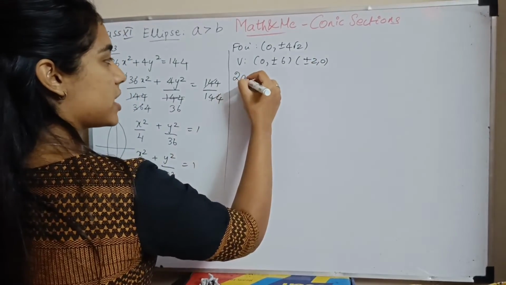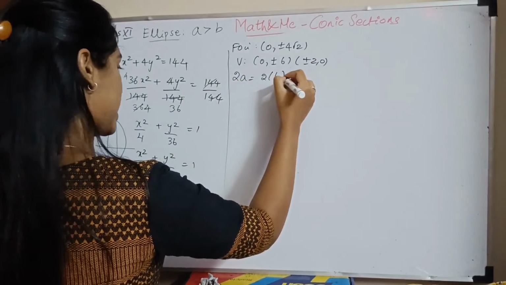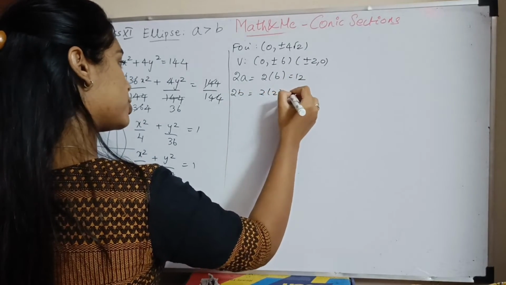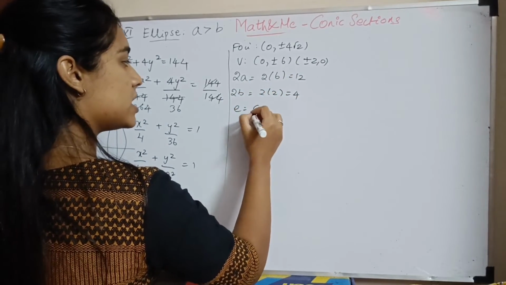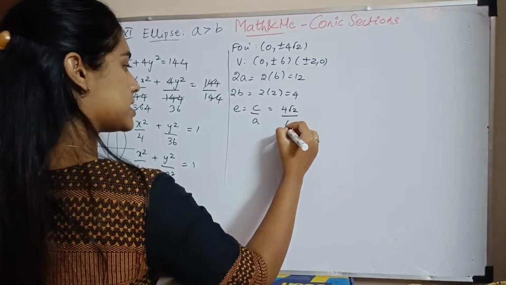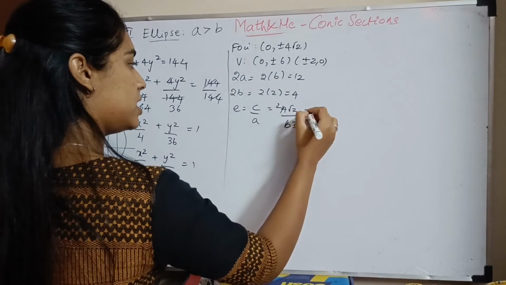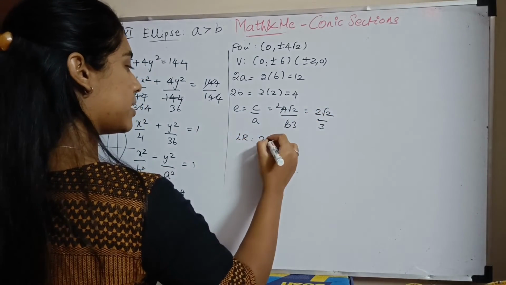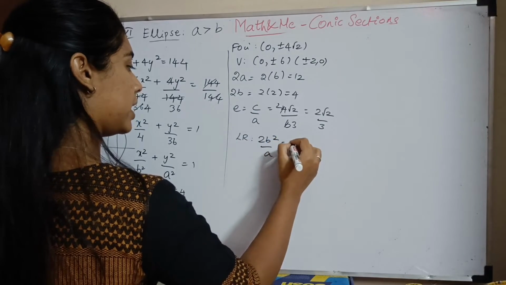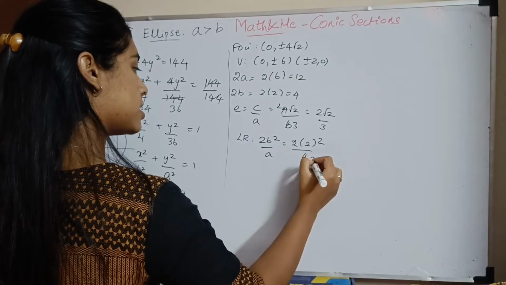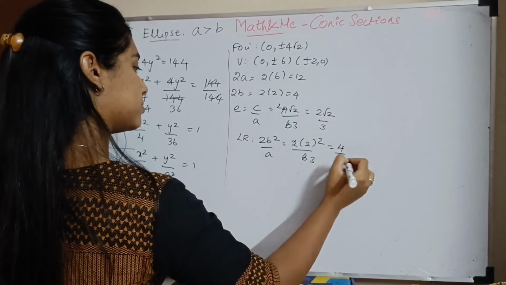What is the length of the major axis? 2a equals 2 times 6, which is 12. Minor axis, 2 times 2, which is 4. Eccentricity is c by a, which is 4 root 2 divided by 6. So it is 2 root 2 divided by 3. Length of the latus rectum is 2b square divided by a, which is 2 times 2 square divided by 6. So I have 4 by 3. Okay.